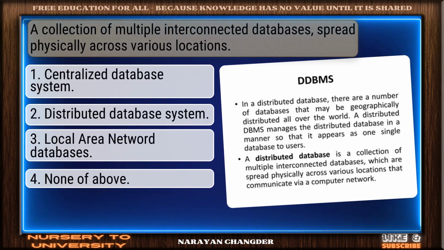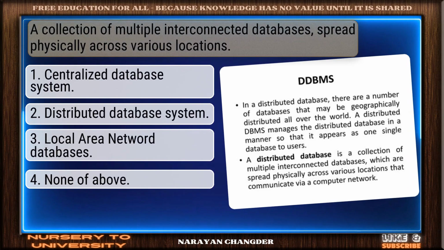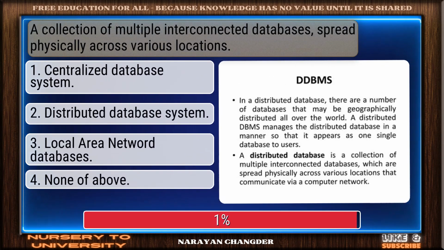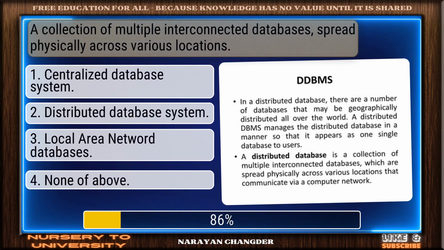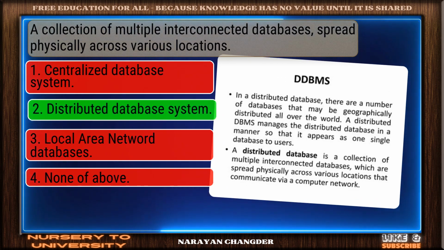Question number 19. A collection of multiple interconnected databases spread physically across various locations. You chose distributed database system, and it is correct.